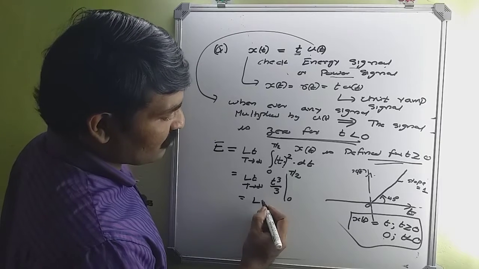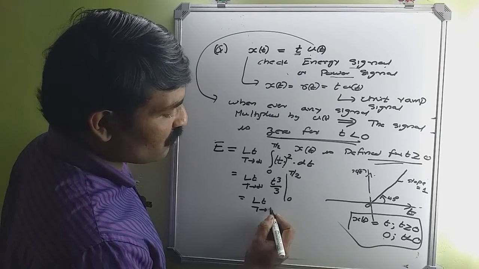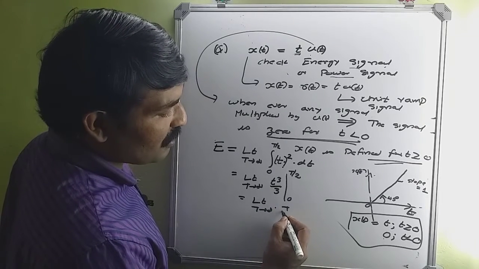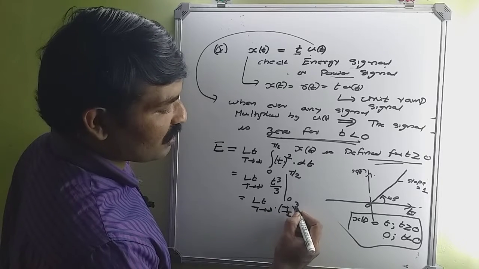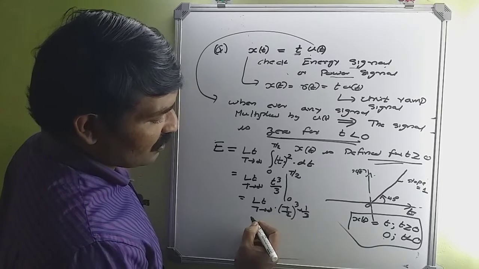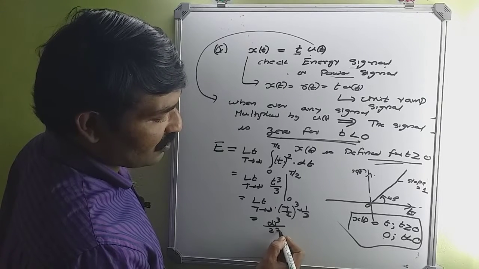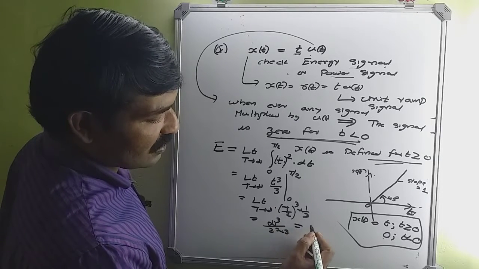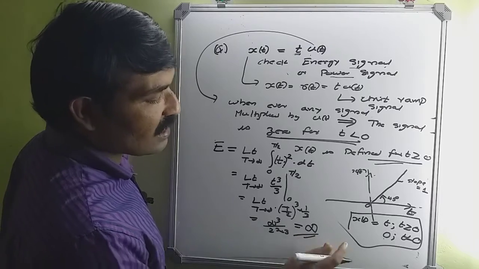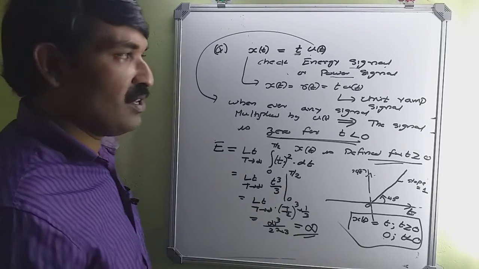So, this is equal to limit t tends to infinity, t by 2 the whole cube into 1 by 3, that is equal to infinity cube divided by 2 cube into 3. That is equal to infinity. So, energy of the signal is infinity.